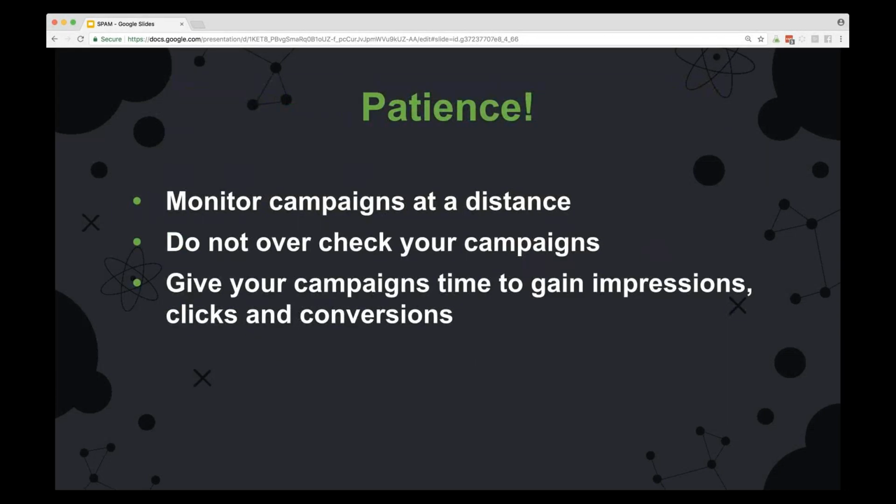All right. So this is the hard part, right? This is the really hard part, especially if you're a small team or an entrepreneur or you're brand new to it and you want to get really good at it really quick. This is the really hard part, and that's patience, right? You want to monitor your campaigns at a distance. You don't want to overcheck your campaigns. You want to give them time to gain impressions, clicks, conversions. That way you can make data-driven decisions.